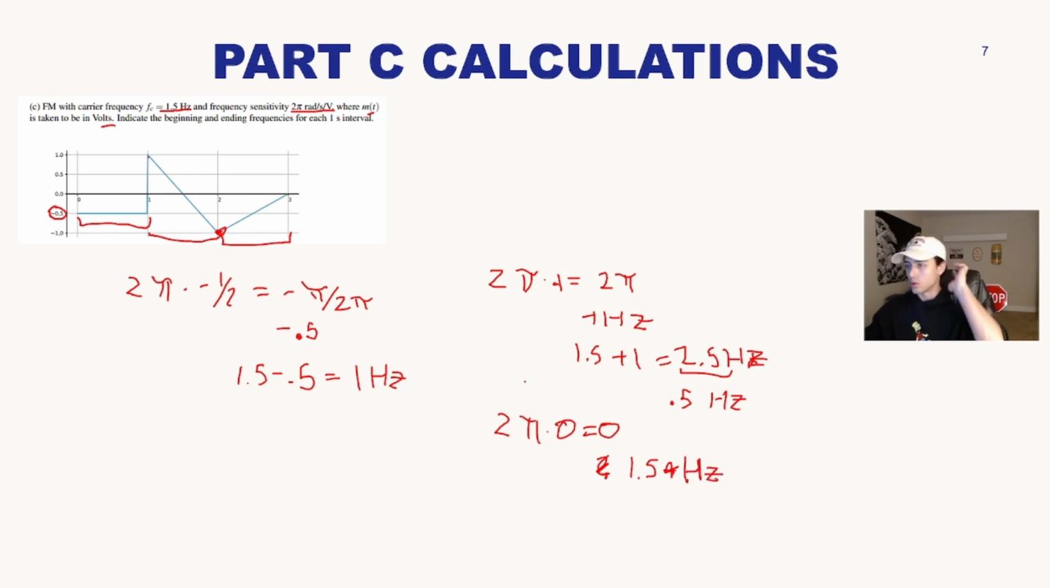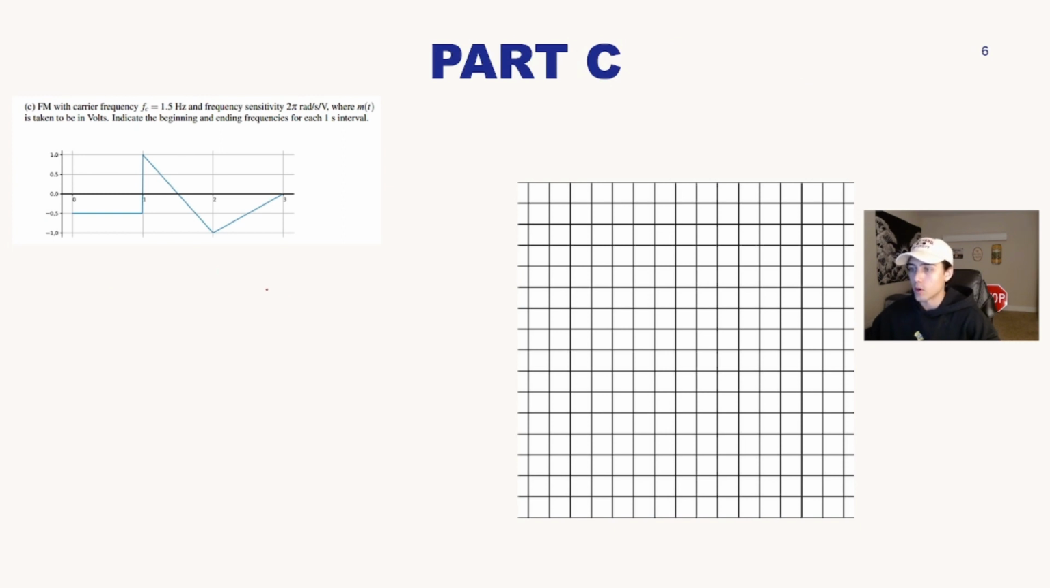Okay, so now that we have this information that from 0 to 1, it's 1 hertz. Starting at 1, it's going to be 2.5 hertz, and then it goes down to 0.5 hertz. And then from 2 to 3, it goes from 0.5 hertz to 1.5 hertz. We should be able to graph the problem.